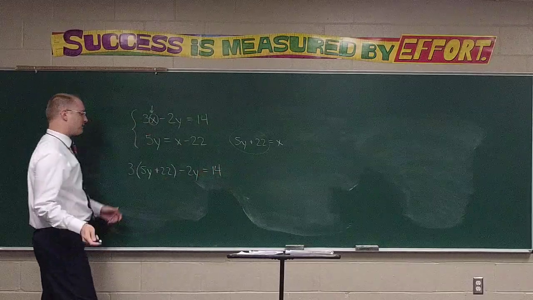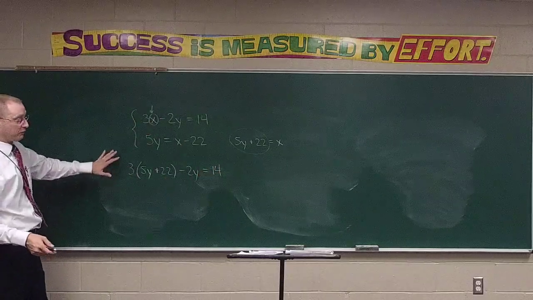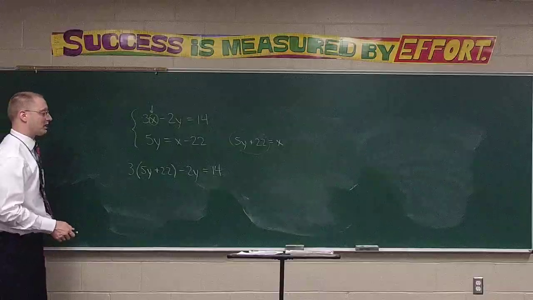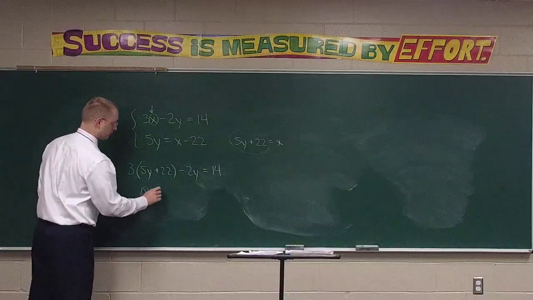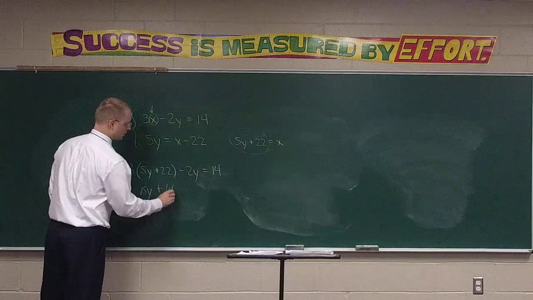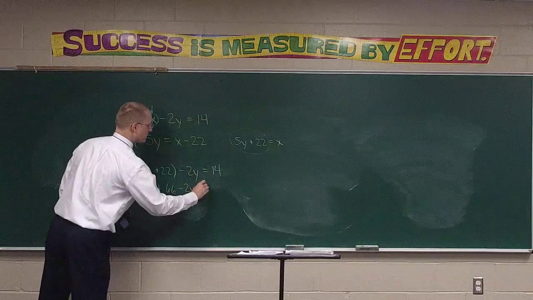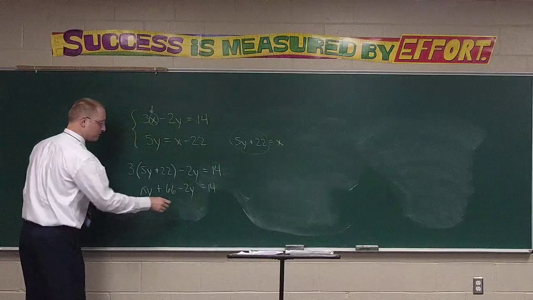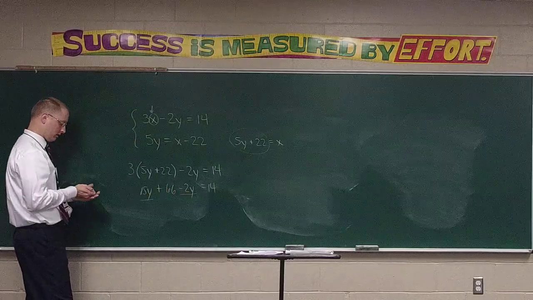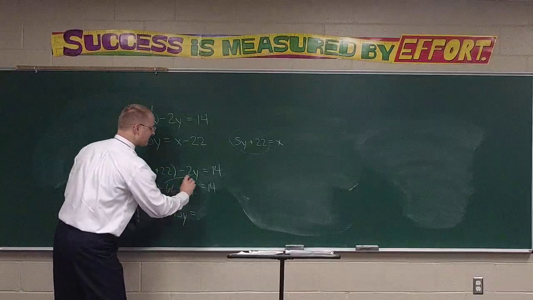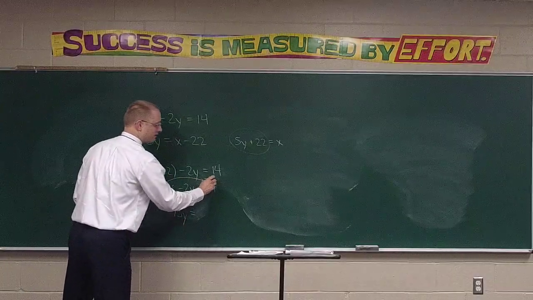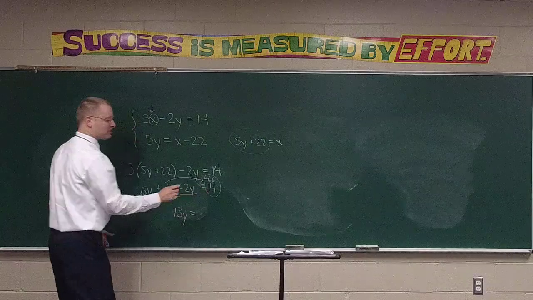There we go. And I don't mind if you were to do the distribution in your head, though for sake of showing it on the board, I appreciate you not doing that. Let's go ahead and distribute now. Minus the 2y is equal to 14. We can combine the 15y and negative 2y, class. 13y. And at the same time, let's get the 66 over here as a negative 66, which gives us what?